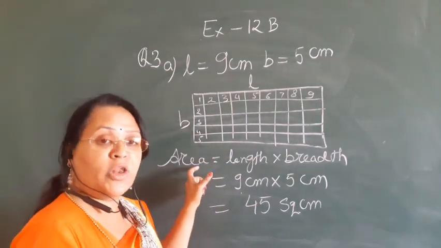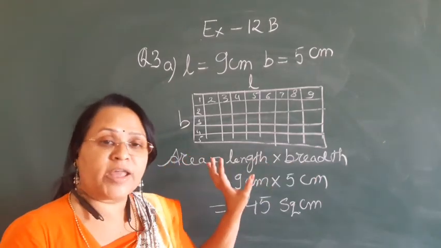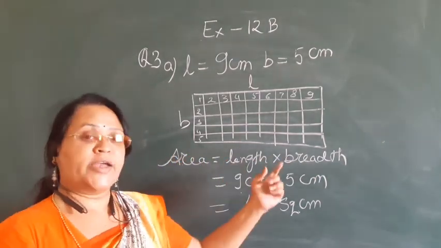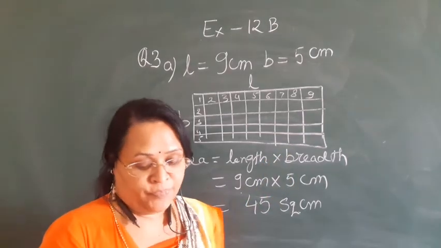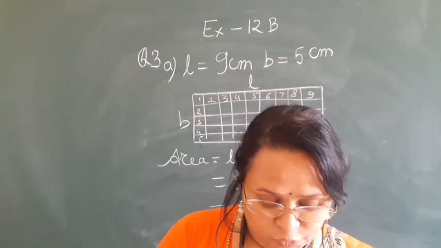Always write the formula: area equals length into breadth. If a square is given, area equals side into side. Okay, so question number 3 is completed. Then see question number 4.